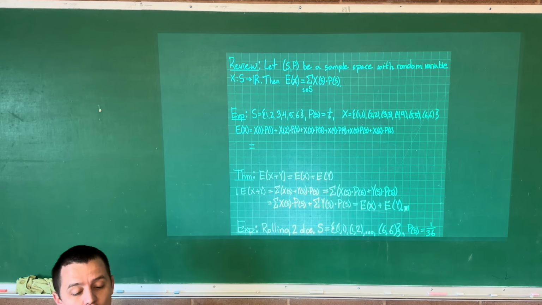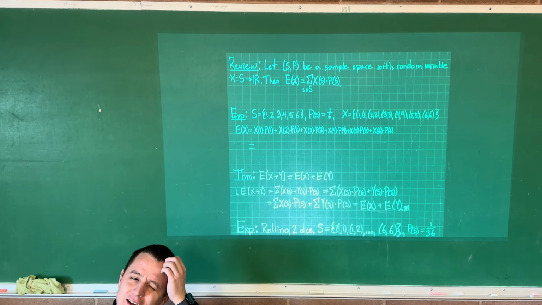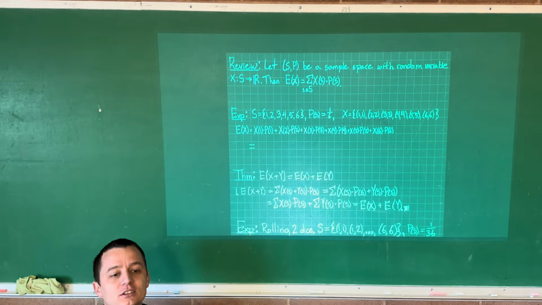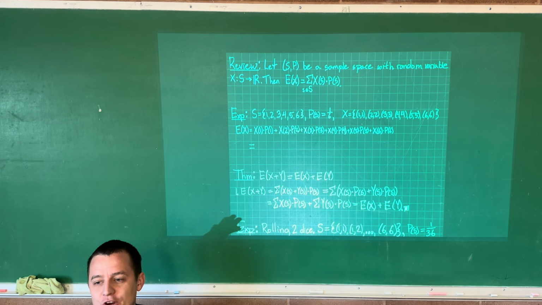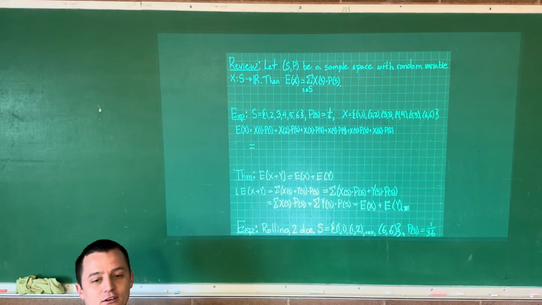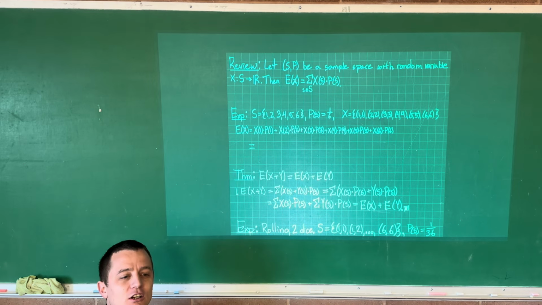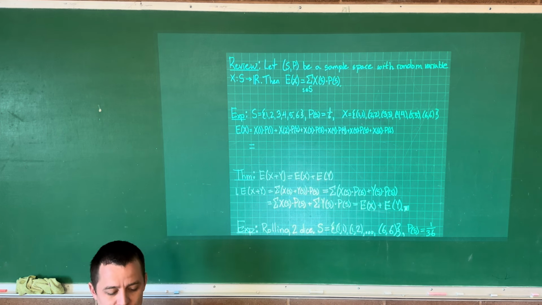Let's see. So let's really quick review last thing that we talked about. What was last week's lecture all about? Random variables, worst named things on planet Earth. What is a random variable? It's a function that maps everything in your sample space to a real number.